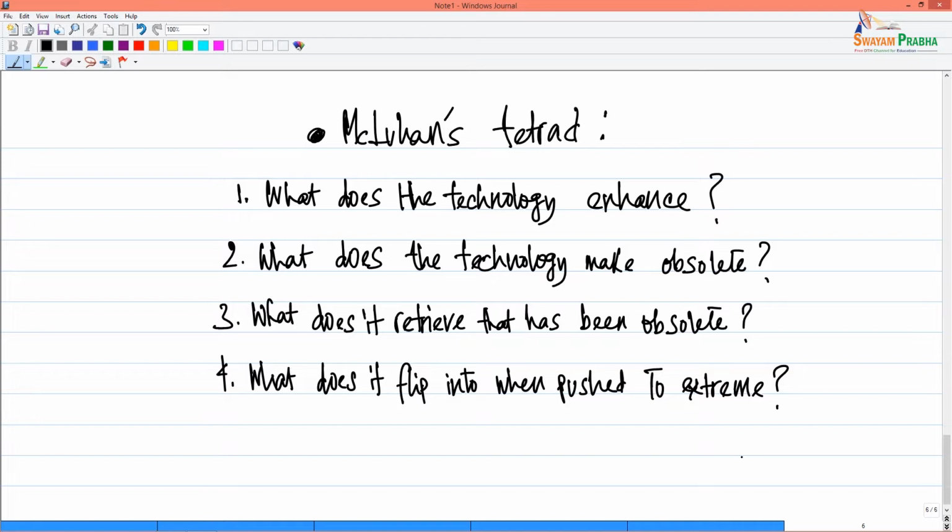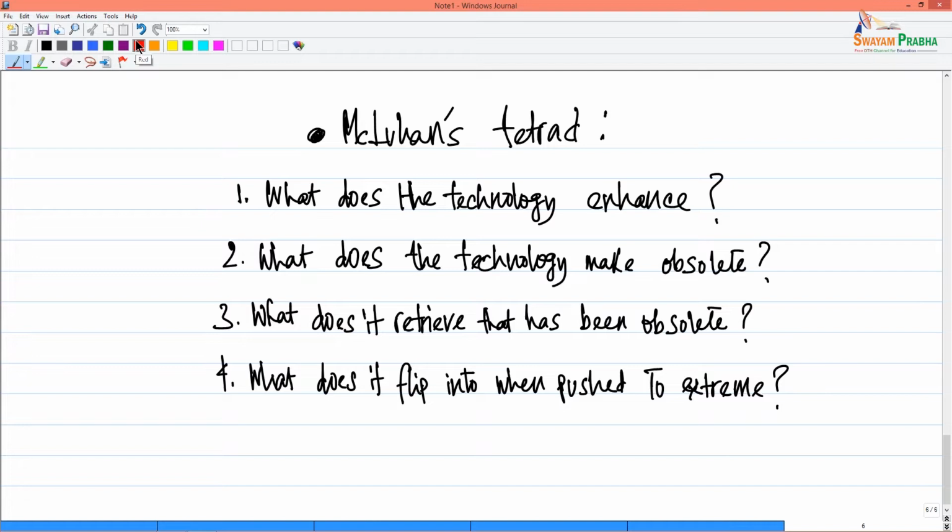So these are McLuhan's tetrad, four sets of questions. First, he prompts us to ask, what does the technology enhance? Next, what does the technology make obsolete? Number three, what does it retrieve that has previously been obsolete? Maybe earlier forms of technologies made certain things obsolete. So, is it something that the new technology is retrieving that has been made obsolete by earlier technological artifacts? Number four, what does it flip into when pushed to the extreme? So, these are McLuhan's four questions, the tetrad.